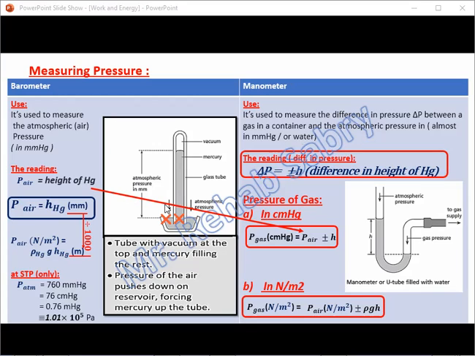But in the manometer we may use mercury or water. Okay, excellent. How can we take the reading?